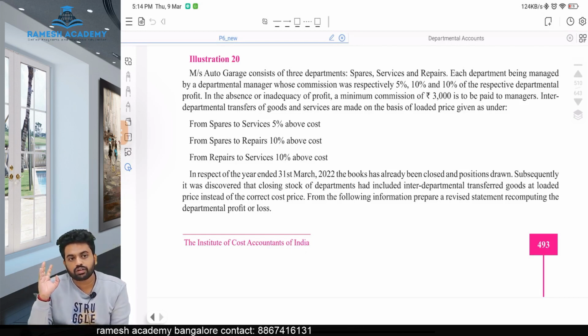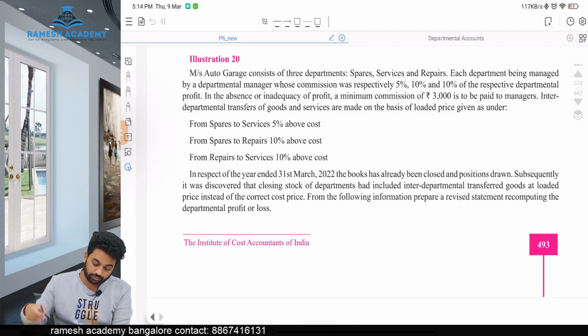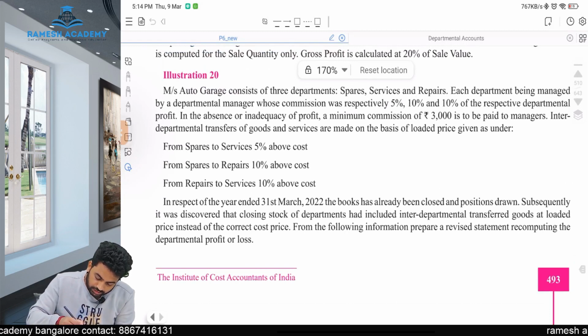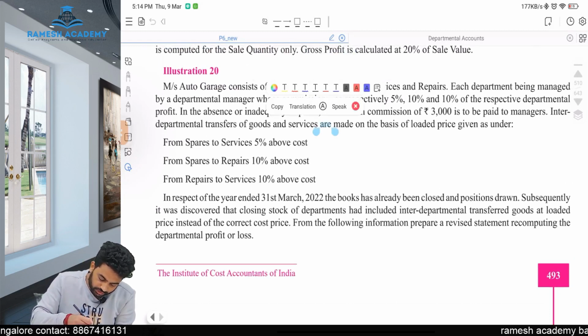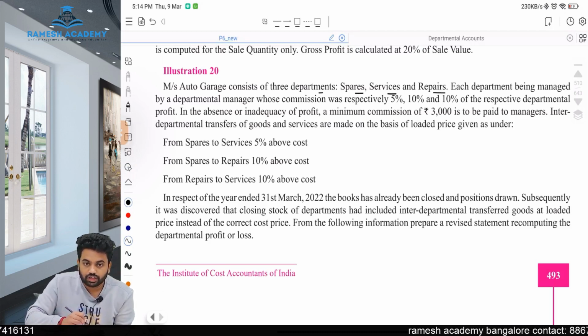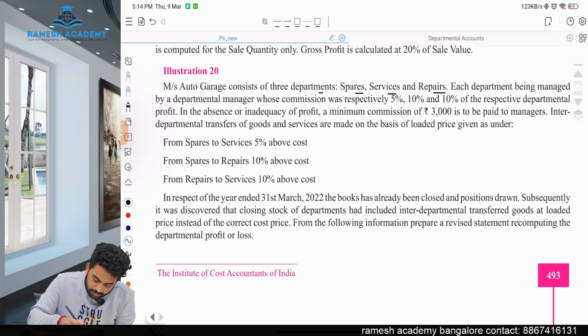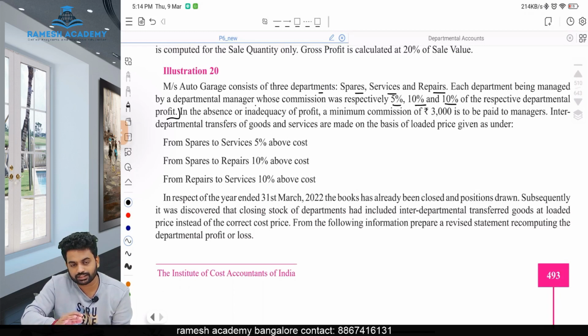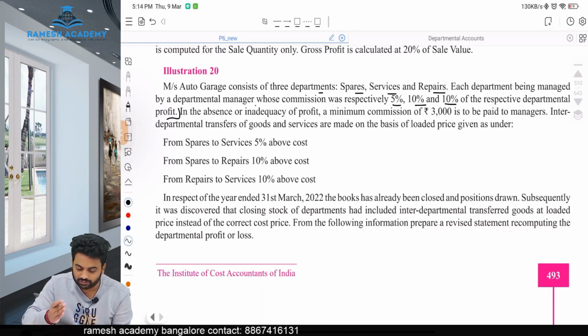Illustration 20. Measure Auto Garage consists of 3 departments: spares, services, repairs. Each department is managed by a departmental manager whose commission is respectively 5%, 10%, 10% of the respective department profits. So each department is managed by a manager. Their commission is 5%, 10%, 10%: spares department 5%, service department 10%, repairs department 10%.